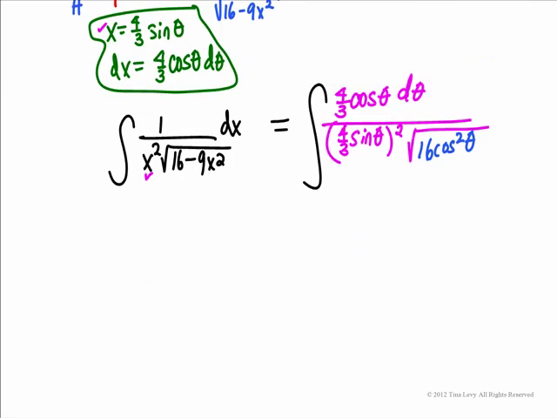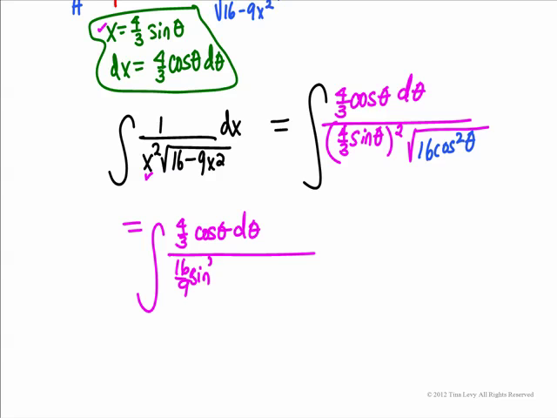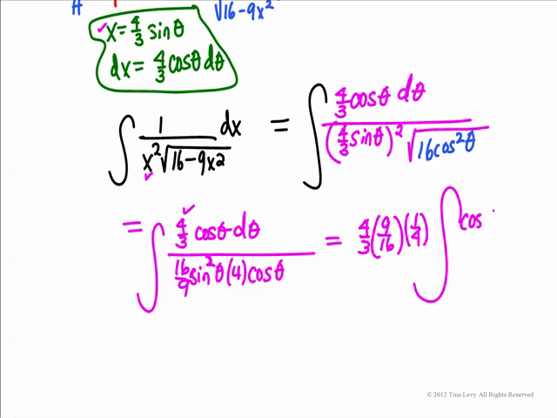We just have to work out this trig integral. It is the integral of, we got the 4/3 cosine theta d theta. Down here we have 16/9 sine squared theta. And then square root of 16 is 4, and square root of cosine squared is cosine. Working this out, I have the 4/3 on top. The reciprocal of 16/9 is 9/16. The reciprocal of 4 is 1/4. Put that all in front, and it's cosine theta, sine squared theta, cosine theta, d theta.